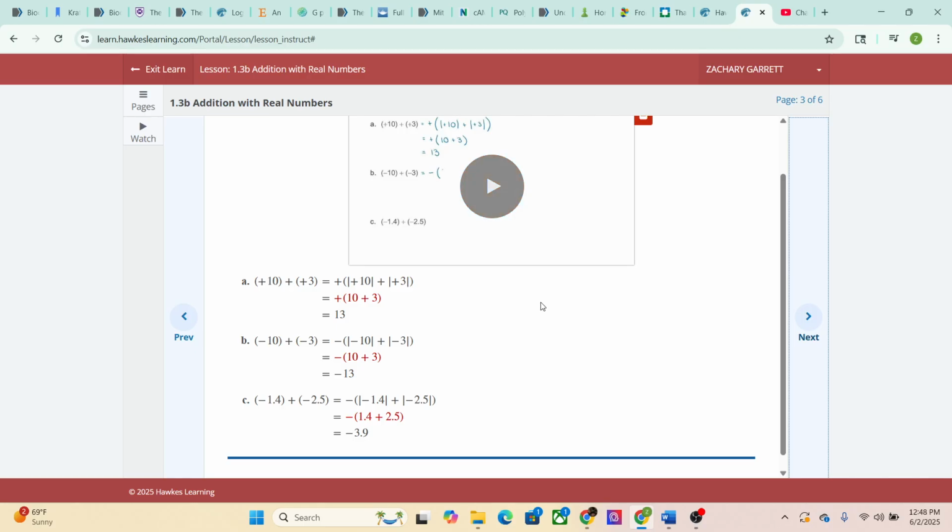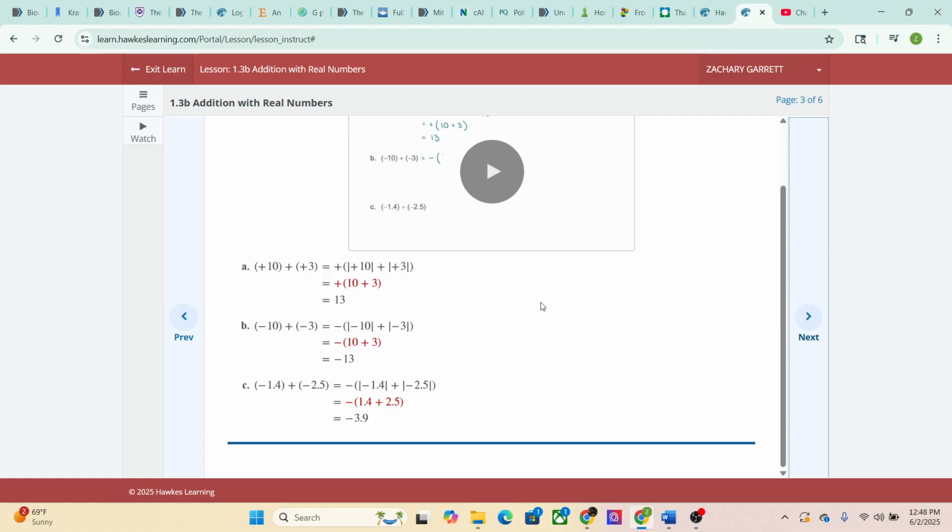10 plus 3 equals positive 10 plus 3 equals 13. Negative 10 plus negative 3 equals negative (10 plus 3) equals negative 13. Negative 1.4 plus negative 2.5 equals negative (1.4 plus 2.5) equals negative 3.9.